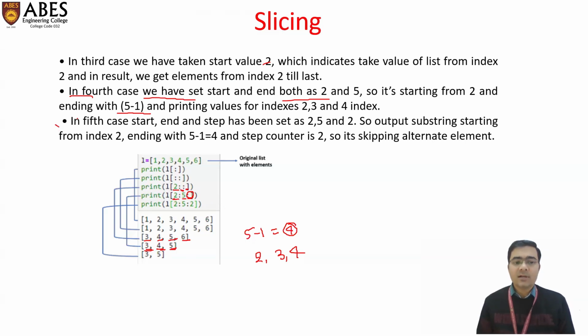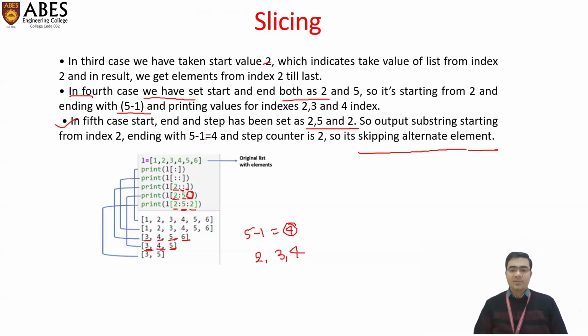Now in the fifth case, you can see the start, end and step values have been set as 2, 5 and 2. This is the start value 2, this is the end index value 5 and your step value is 2. So you are starting from index value 2 and ending at 5 minus 1, that is 4, and your step value is 2. It means you are skipping one element each time, skipping alternate elements. So your answer will be 3 and 5, sorry. So this is the output of the given example.